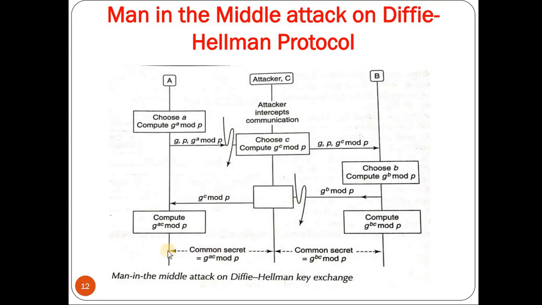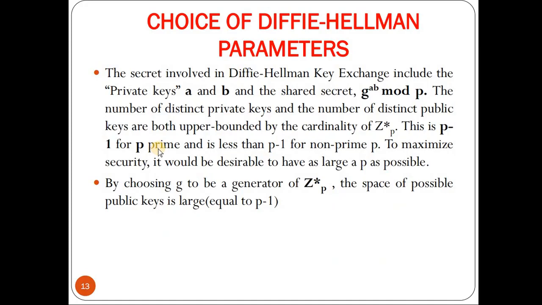So the main drawback of this attack is that authentication is not done before sending a key. Finally, the choice of modulus P and the generator G plays a very important role in the Diffie-Hellman key exchange protocol. The secrets involved include the private keys A and B and the shared secret key G to the power AB mod P. To minimize the chance of an attacker guessing any of these secrets, it is desirable that they be chosen from as large a pool of integers as possible.